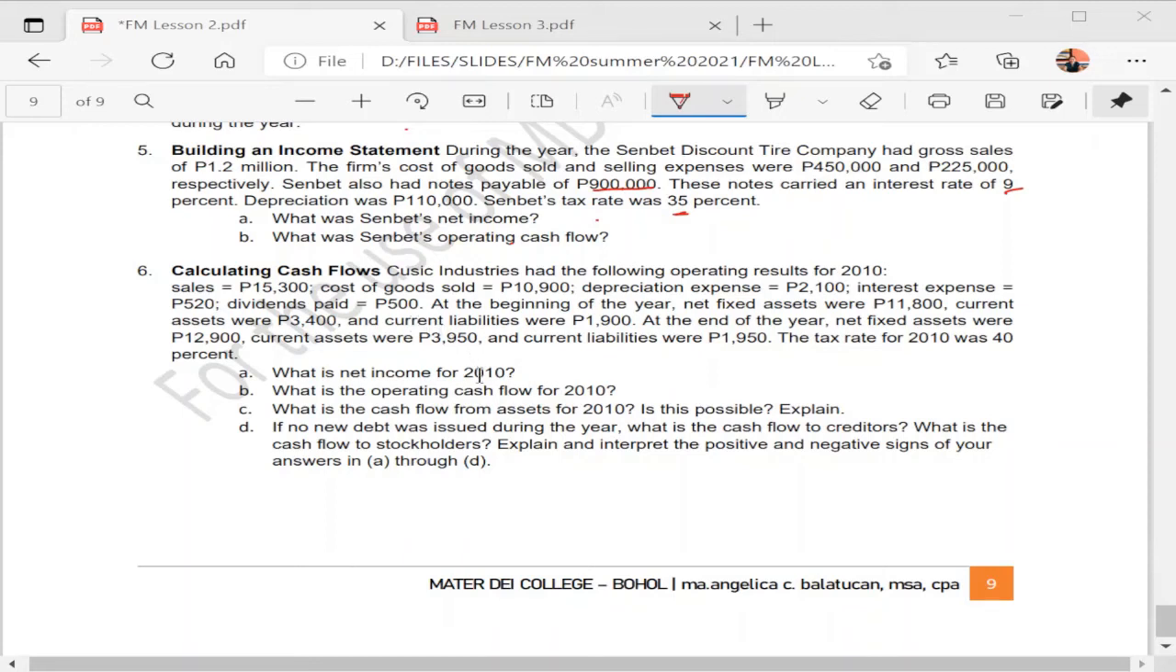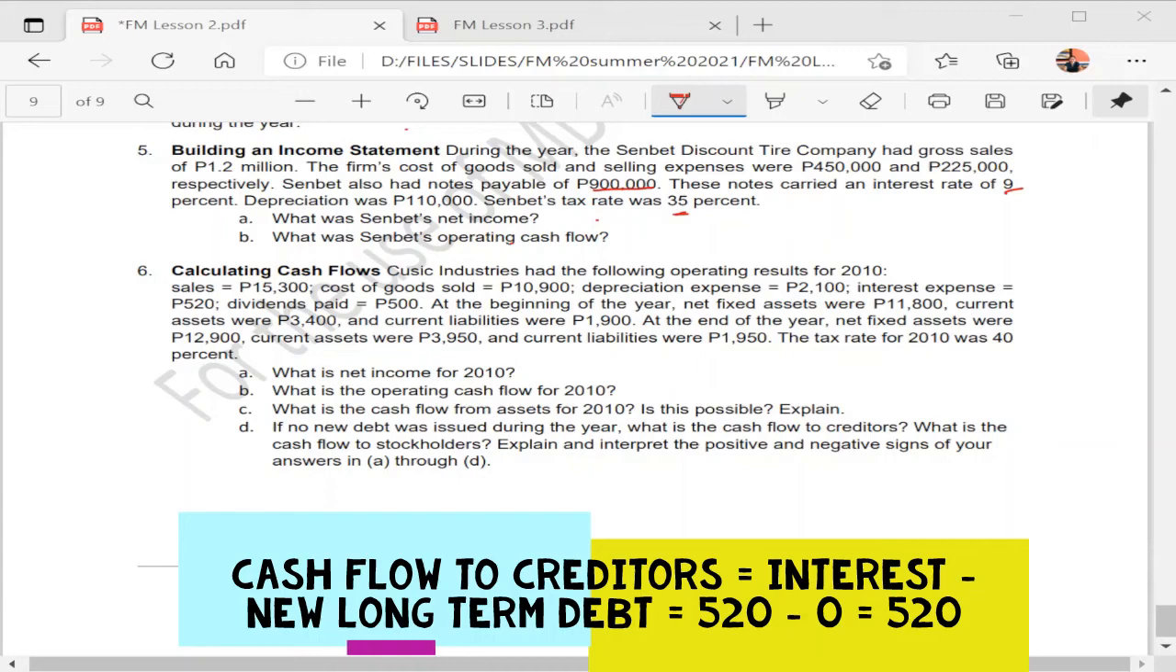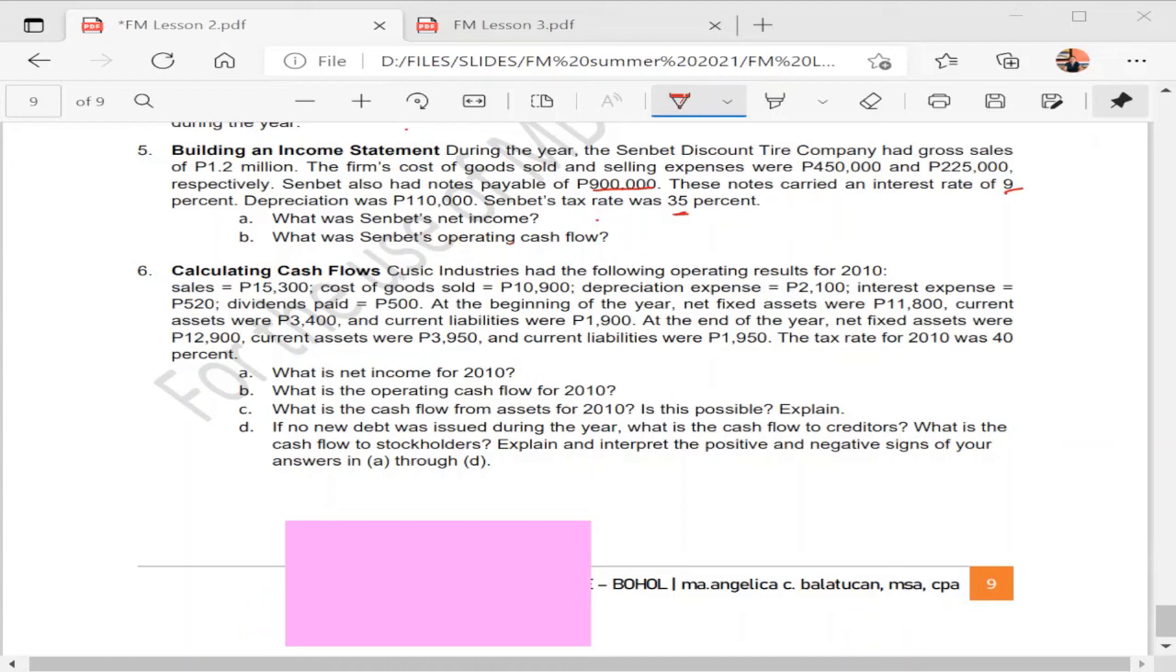Question D. How much is the cash flow to creditors? First question. How much is the cash flow to creditors? What is your answer? So our CFC is still 520, basing only on the interest. Okay? There is no new long-term debt, because no new debt was issued for the year, so nothing was added.